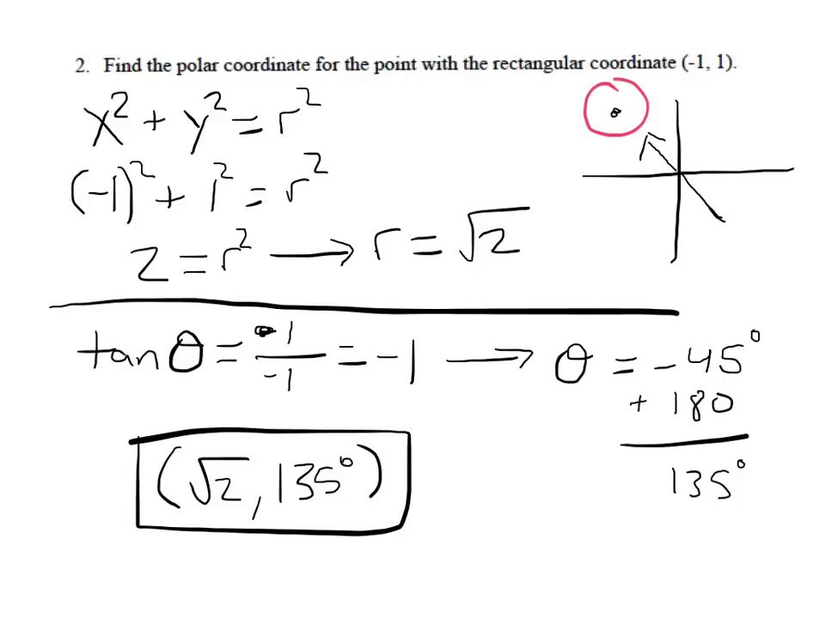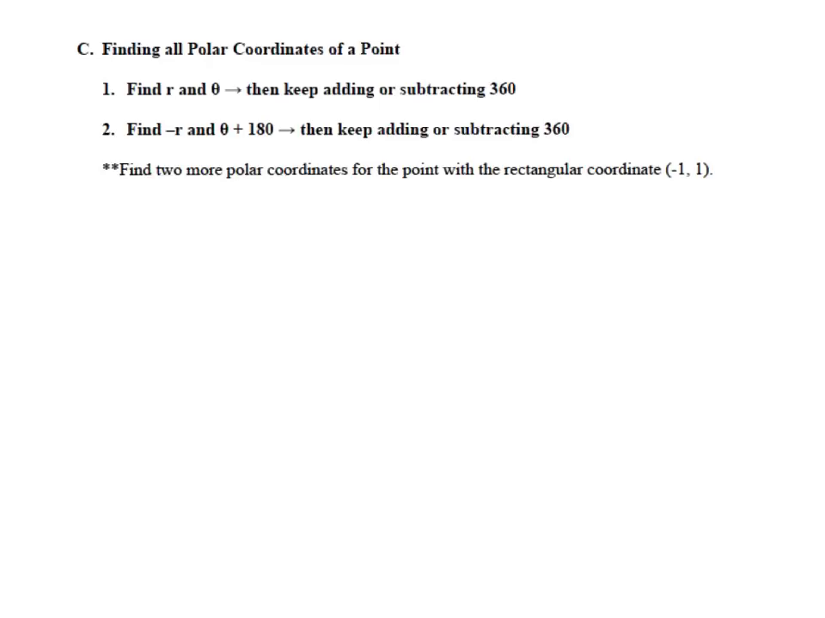I could keep adding 360 degrees to this value, and it's going to keep telling me to get to the correct value or the correct point. I could think of pointing in the opposite direction, actually using this value right here and going in a negative distance. So as we kind of wrap up the question here, it says find two more polar coordinates for this point that has the rectangular coordinates of -1, 1. And so if I already have the answer of square root of 2, 135 degrees, I could simply keep adding 360 to this.